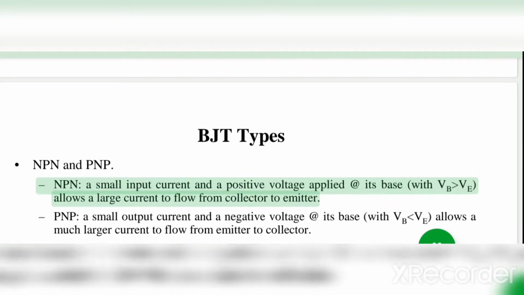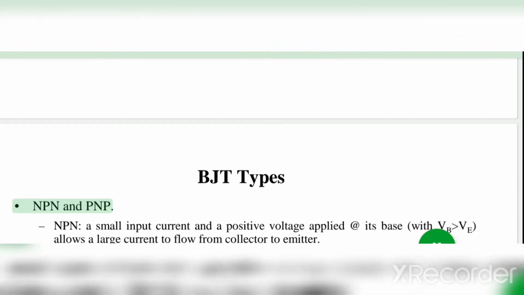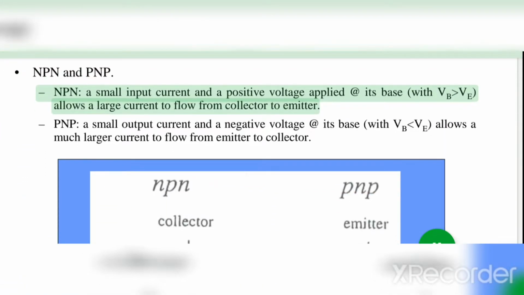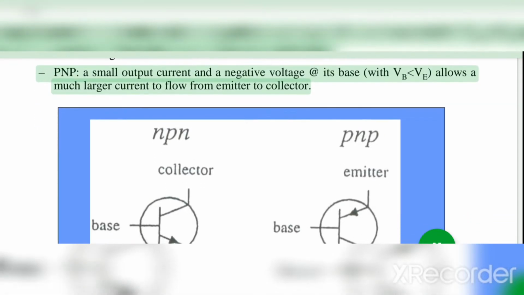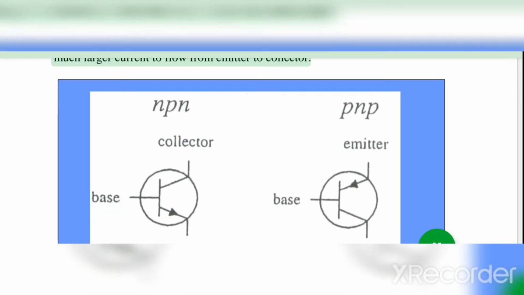NPN and PNP. NPN: a small input current and a positive voltage applied at its base with respect to the emitter allows a large current to flow from collector to emitter. PNP: a small output current and a negative voltage at its base with respect to the emitter allows a much larger current to flow from emitter to collector.